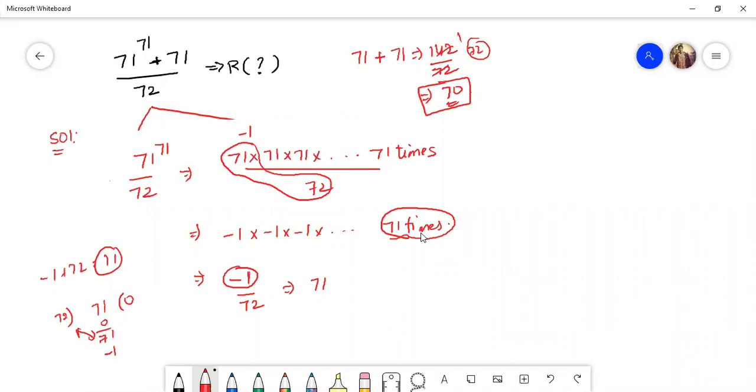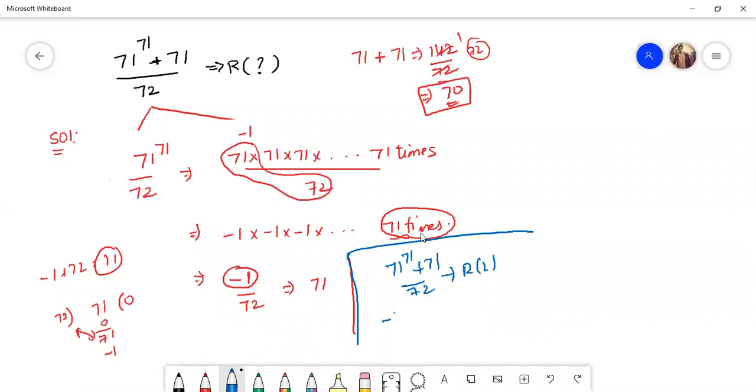For those who got remainder 2 as the answer, I'll tell you what you have done. Let me use this column to solve your question. For those who solved 71 per 72 plus 71 by 72 and got 2 as the answer, I'll tell you what happened. 71 per 72, this one is minus 1. So minus 1 whole to the power 71 plus this is also minus 1 divided by 72. Minus 1 to the odd power is minus 1 only. So minus 1 here also divided by 72. So this is total minus 2 by 72.